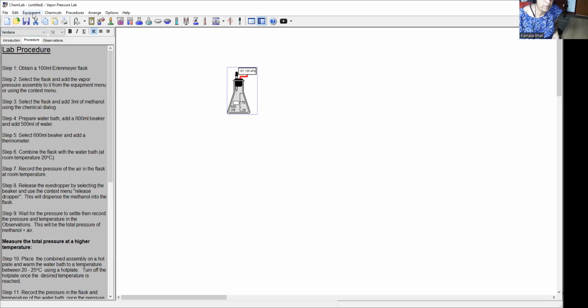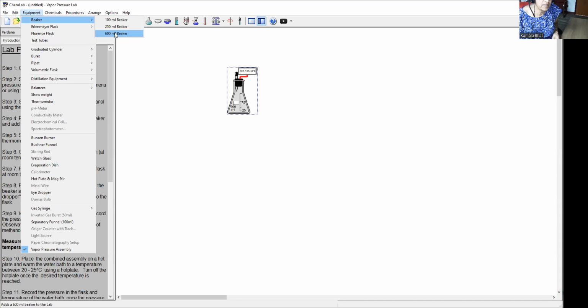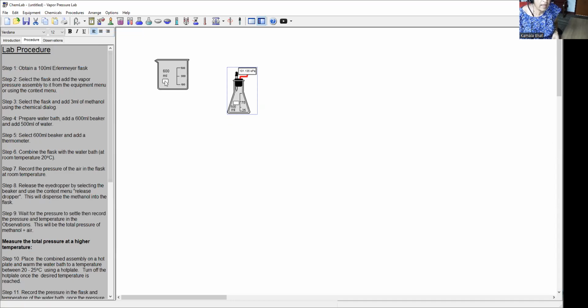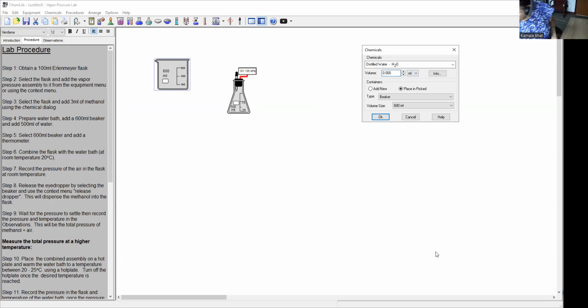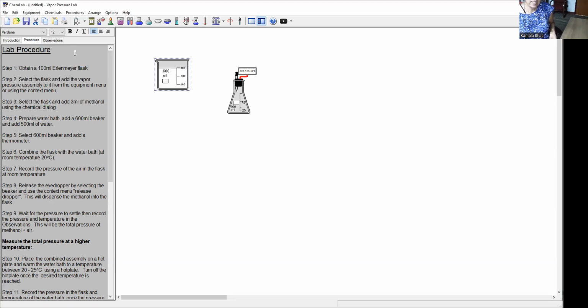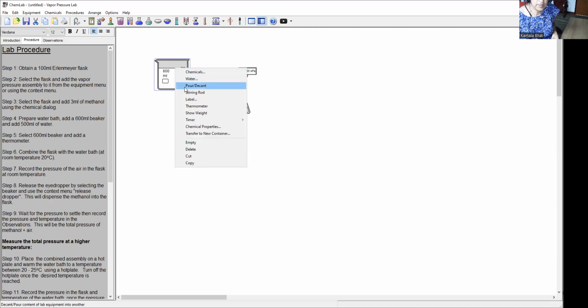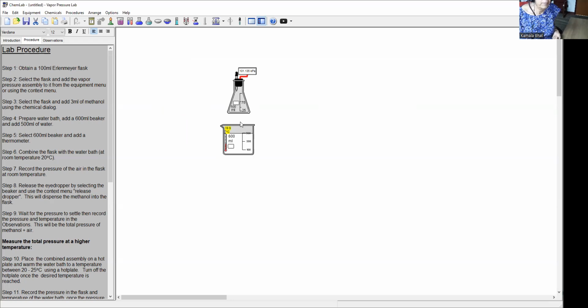A water bath. For the water bath, we have to take a 600 ml beaker, add 500 ml of water, use the dialog box, add 500 ml of water, and say, okay. Then insert a thermometer inside the water bath, and now record the pressure in the flask.